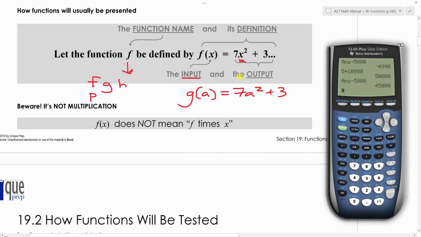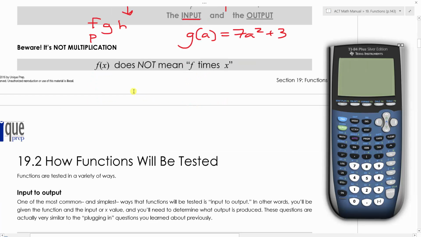All of these are changing, and ACT can pretty much use whatever the heck they want to represent these different components of the function. So you will have the input, which is the thing in parentheses, and then you will have the output, which is not only this entire expression on the left, but also the entire expression on the right. As you can see, those two things are equal to each other. So the f of x and the 7x squared plus 3 are equivalent to each other.